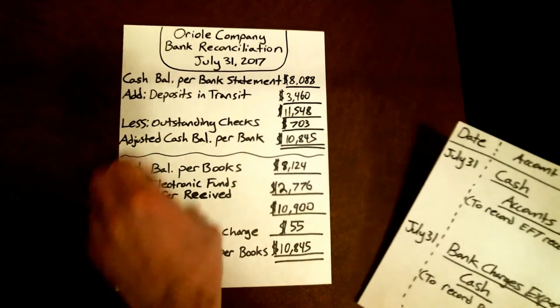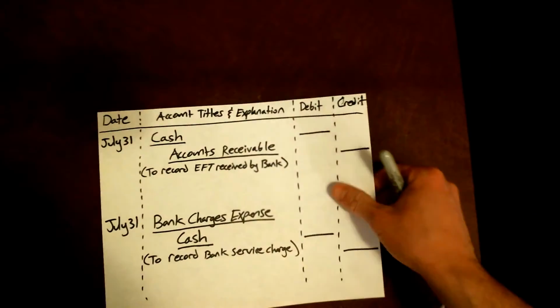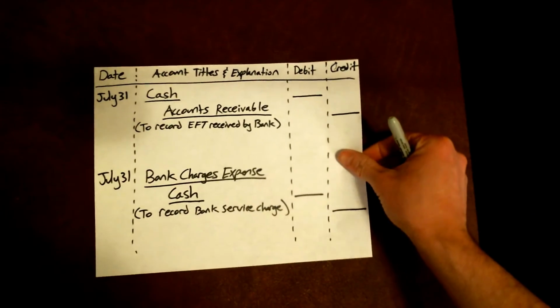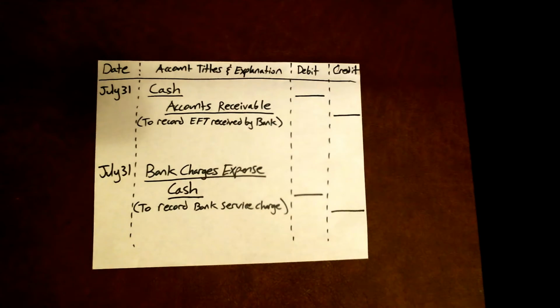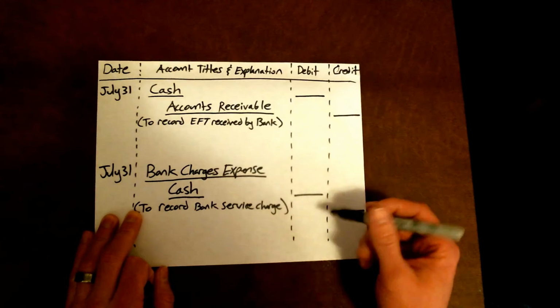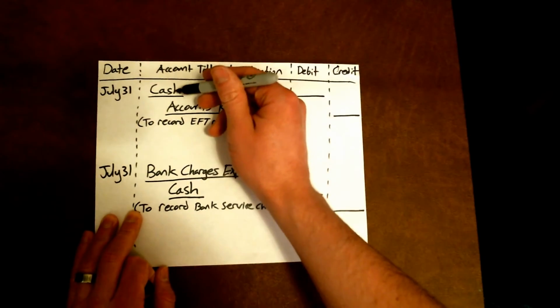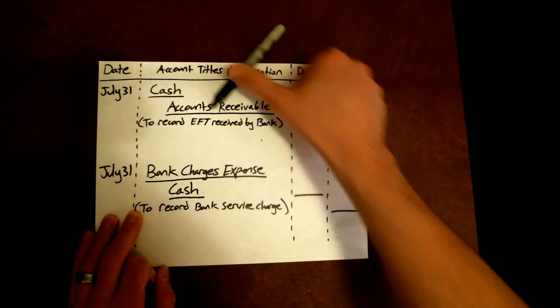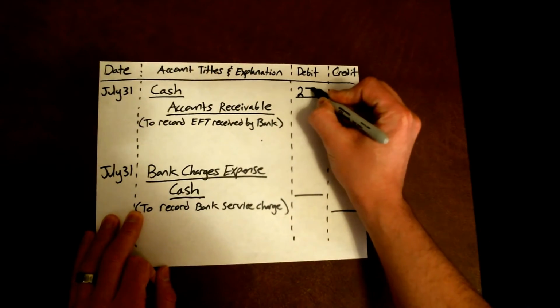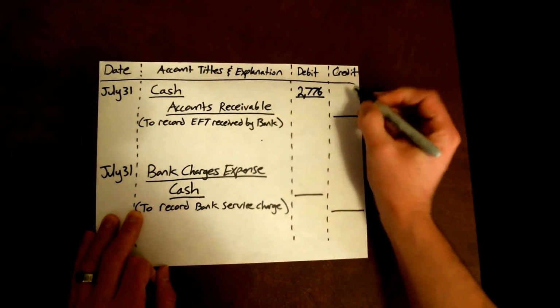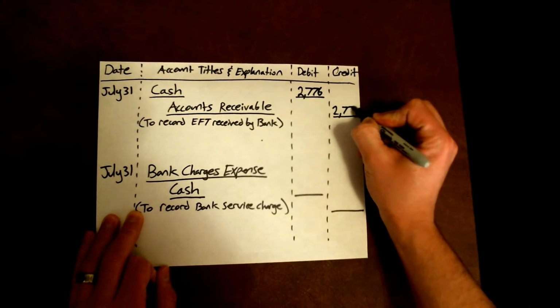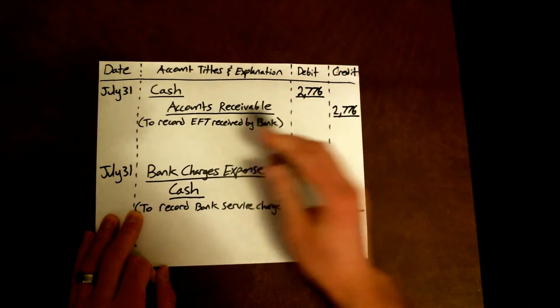The last thing that needs to be done is to journalize these adjusting entries on the company's books. The problem gives us a tip by showing us which adjustments go where. The first adjustment is to be recorded as the electronic funds transfer by the bank. This would increase or debit the company asset cash by $2,776, while simultaneously decreasing or crediting the company asset accounts receivable by $2,776.